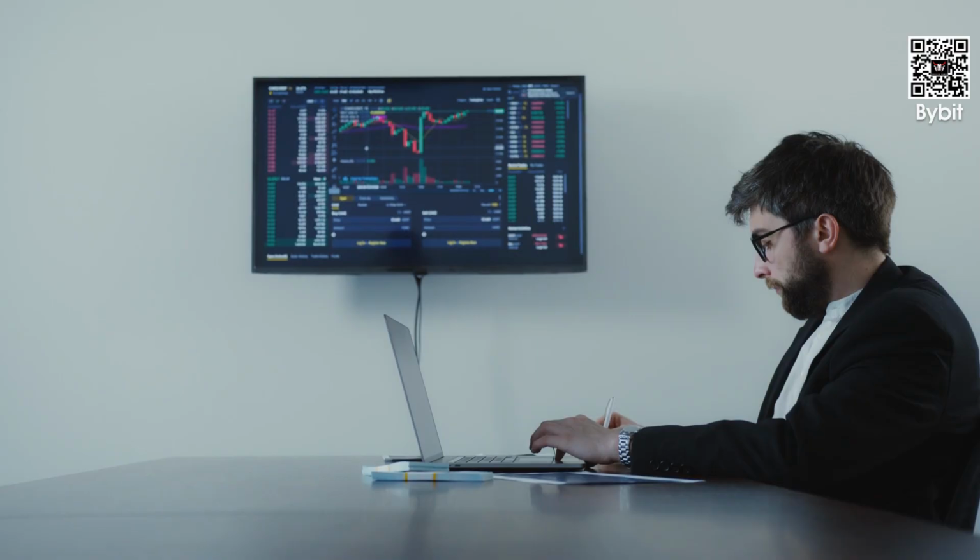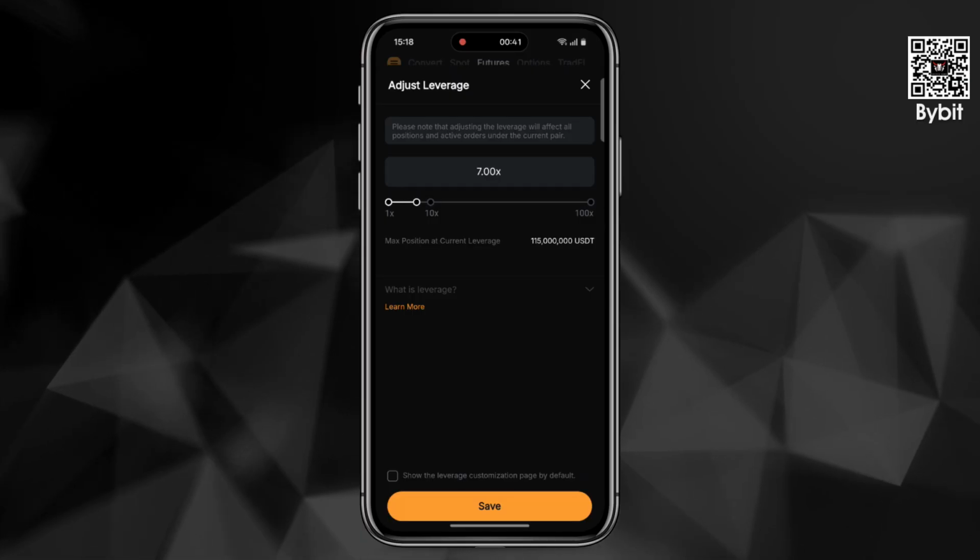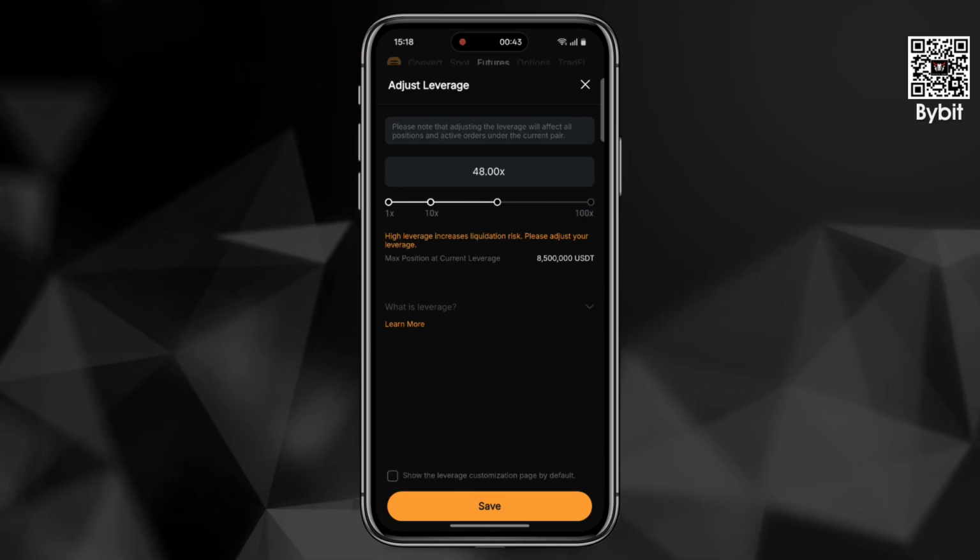Always set a stop loss. It's a protective mechanism that limits losses and closes the trade in advance. Don't invest all your capital in one trade. Instead, distribute funds across multiple positions. Leverage is a powerful tool that can accelerate your growth, but it needs to be used cautiously and wisely.